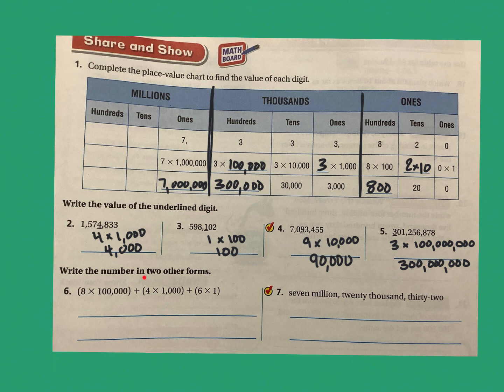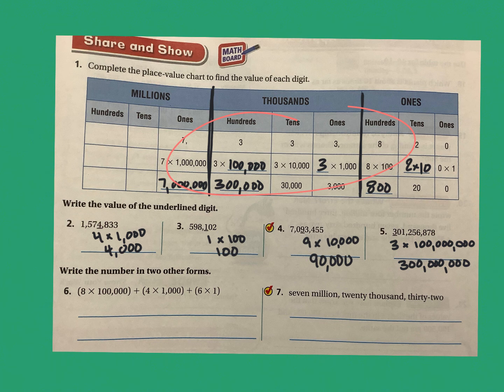Okay, they want us to write the number in 2 other forms. This is an expanded form right now. And so my other 2 forms are to write it in standard form as the number, and then to write it in word form. So let's go ahead and take a look at this. Let me change to a red pen, because we'll use this chart to help us.